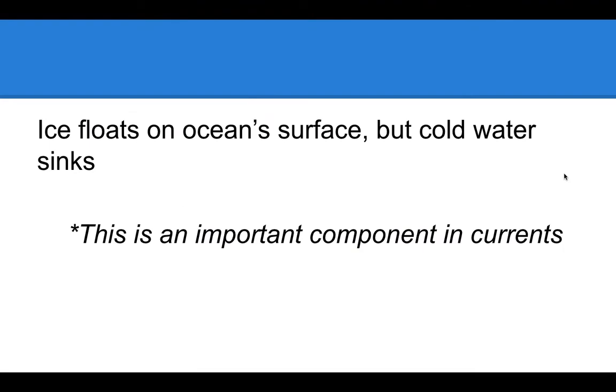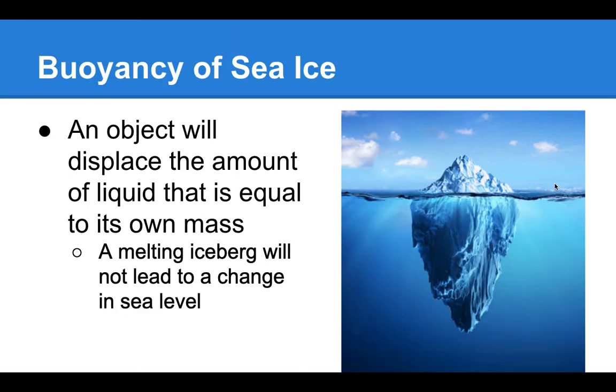So our point here is that ice is going to float on the ocean surface, but cold water is going to sink. So we already talked about this in terms of currents, that is what drives our thermohaline cycling, is that cold water sinks. This is also very important, just that icebergs are going to float. Sea ice is going to stay on the surface of our oceans.